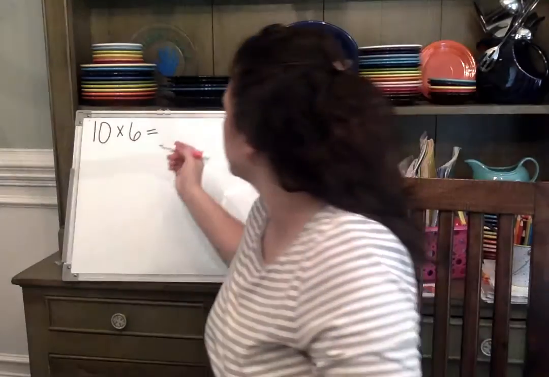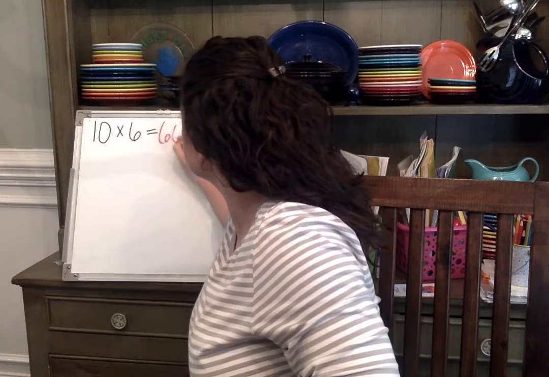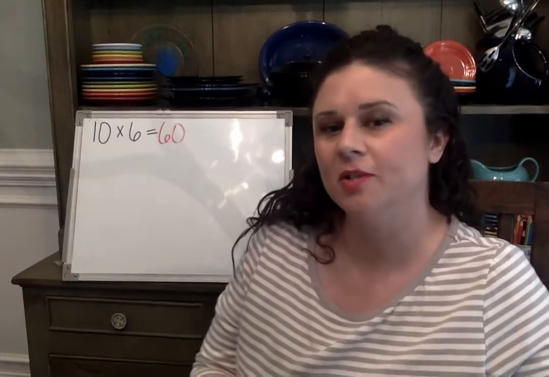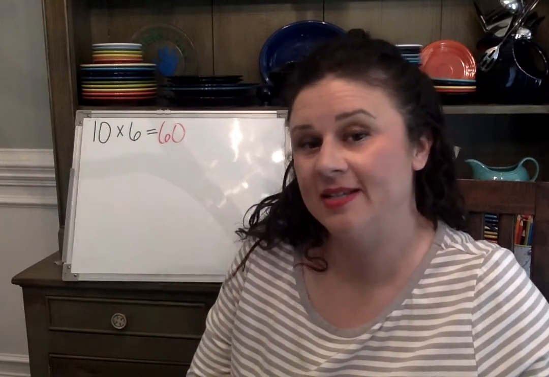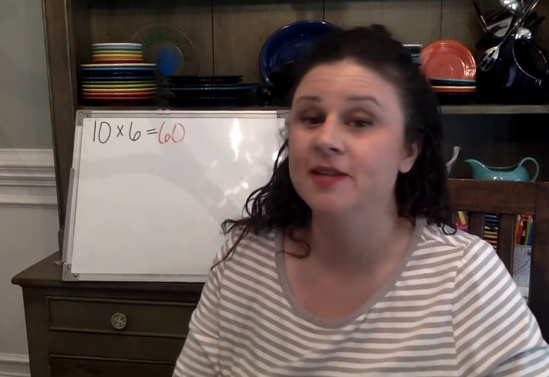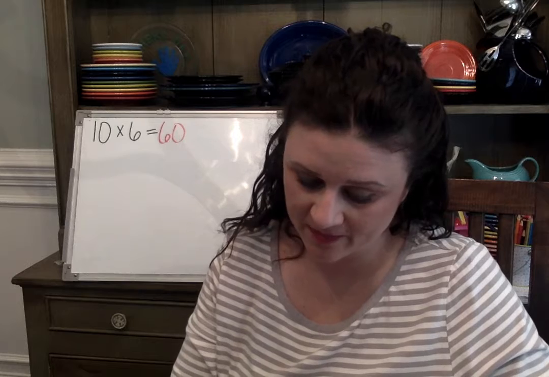Okay, the answer is 60. And most of you probably just knew that 6 tens would be 60. If you had 6 tens, 10, 20, 30, 40, 50, 60. Okay, I hope no one had to count by sixes because that would not be very efficient.